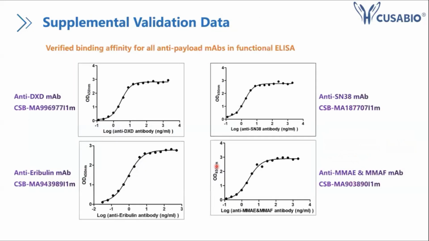Besides the products, we also perform different validation experiments to make sure that what we provide to our customers is of good quality. Here is the validation data from a functional ELISA experiment. For all our anti-payload antibodies, we verified the binding affinity to the toxin. For example, this is the functional ELISA between the anti-DXd monoclonal antibody and the DXd toxin. As you see here, the binding affinity is pretty good, and they also have very good sensitivity.